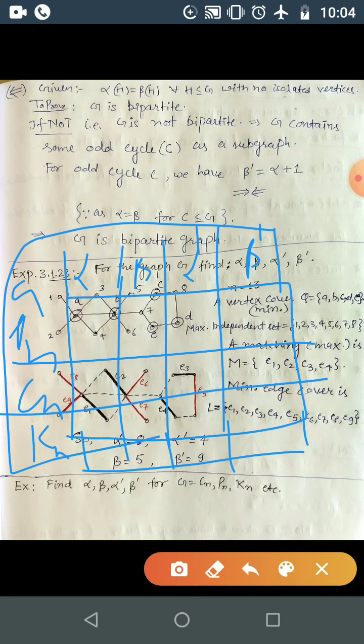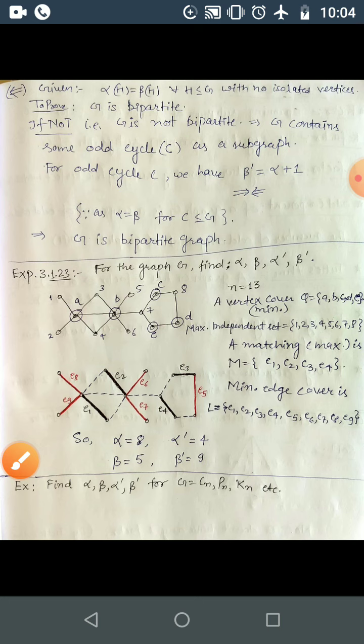In the next lecture I will be discussing 3.3 because 3.2 is not in your lesson plan, that's why I'll not discuss that. So 3.3 I'll meet you in the next lecture.